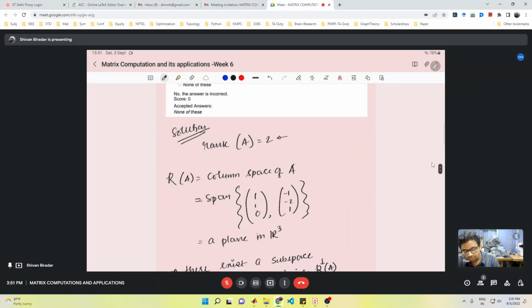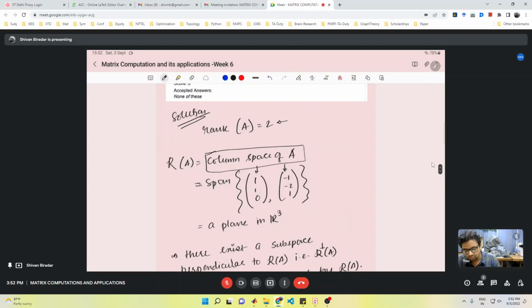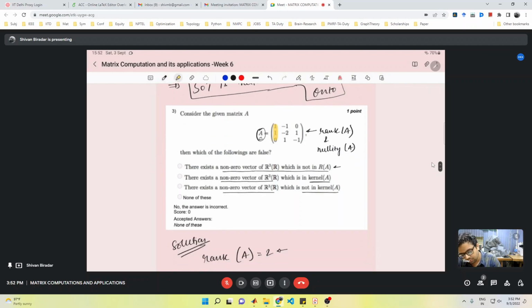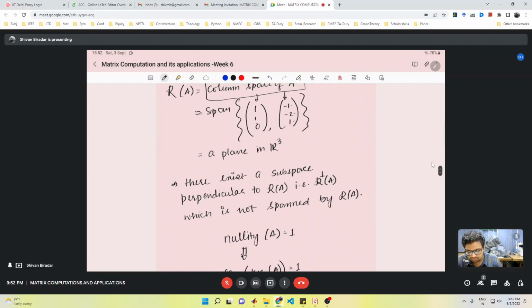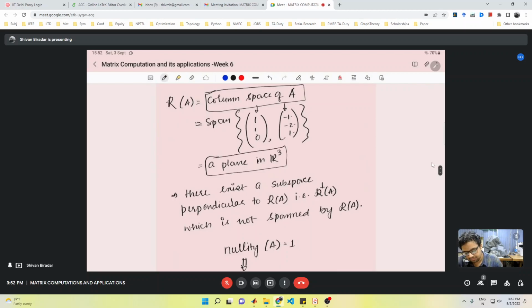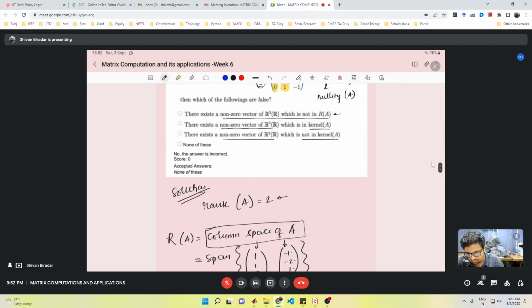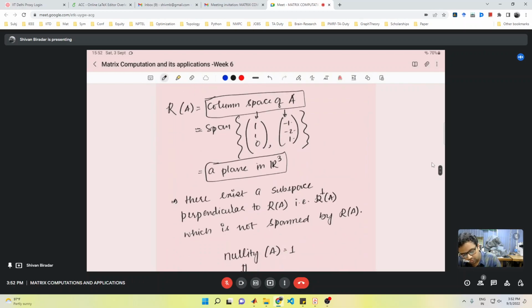Which means that there are two basis vectors which span the column space of A. And these vectors are 1 1 0 and -1 -2 1. So these vectors come from here. These two vectors span the range space of A. So this is a plane in R3. So the nullity of A would be 1.